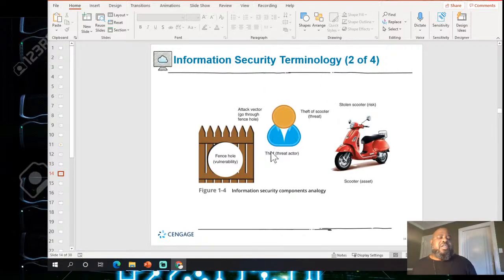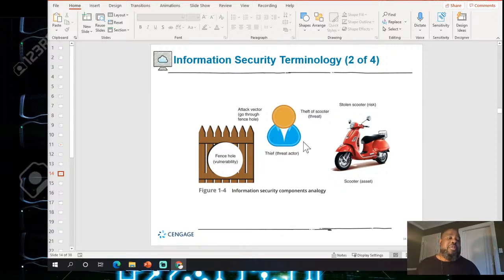Information security. Attacker can go through the fence hole. The fence hole actually is the vulnerability. The threat actor can actually go through the fence to get through the fence hole. The theft of the scooter is the threat. Stolen the scooter is the risk, and the scooter is the asset.